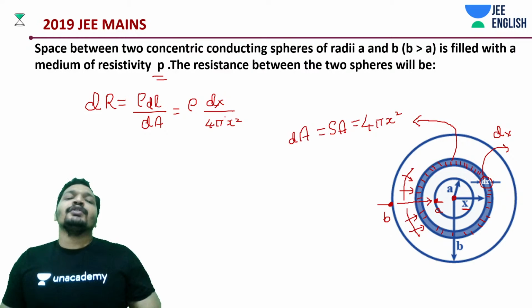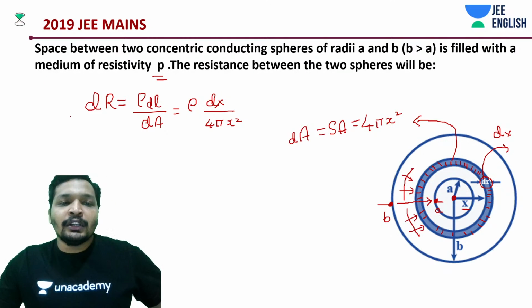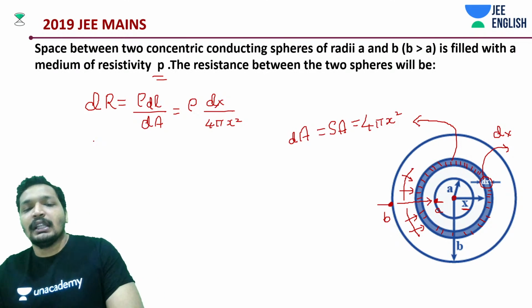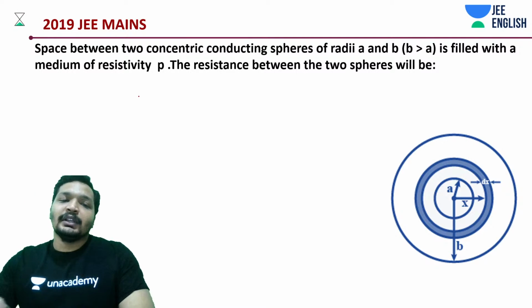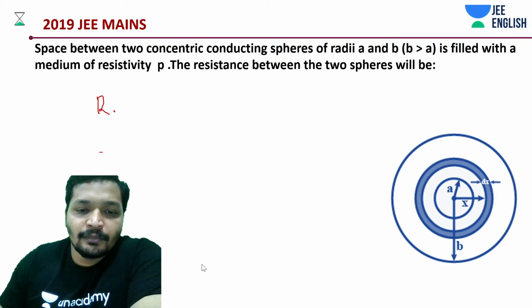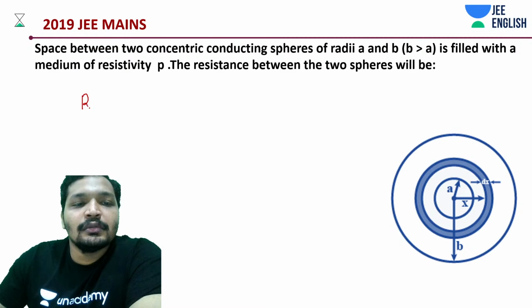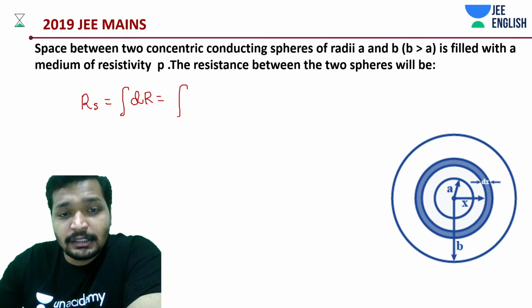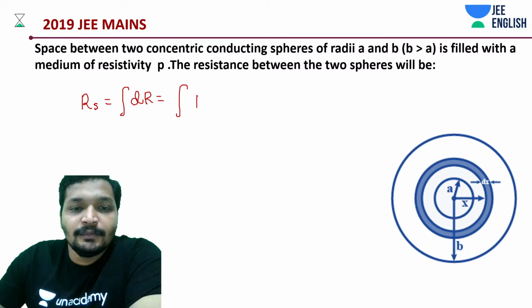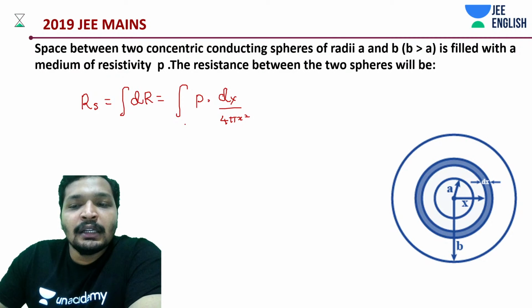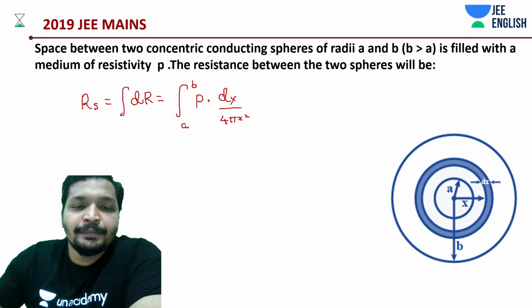For most of you, now you know how to work around this problem. Now what you're going to do is integrate the dR. It's a very simple question. There is nothing so complicated about it. So I'm just going to carry out the integration. Resistance of this sphere is going to be integration dR, which is integration of rho into dx divided by 4 pi x square, and this is going to go from a to b.